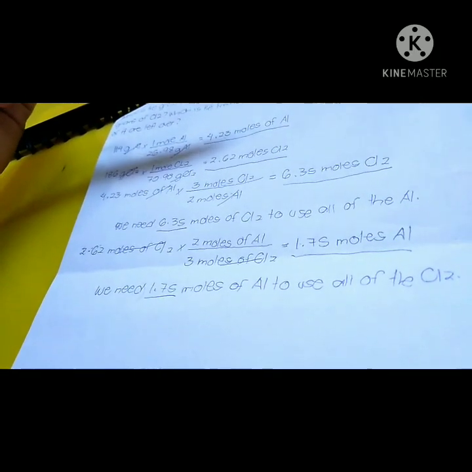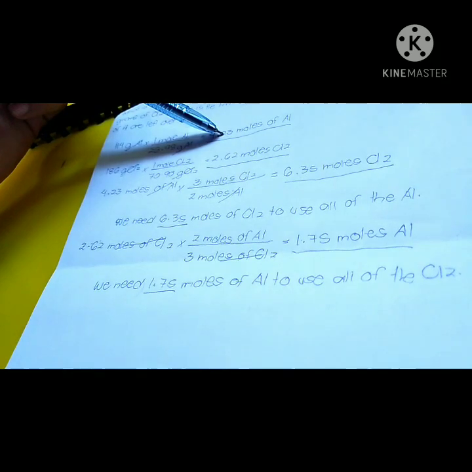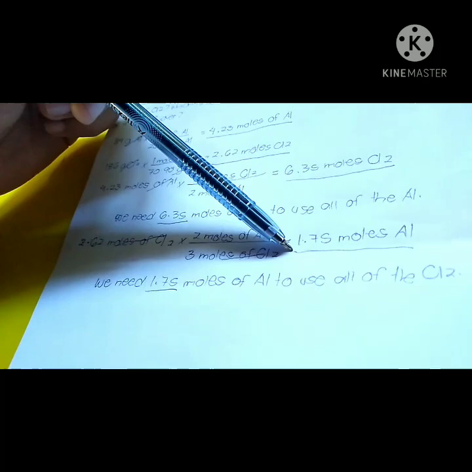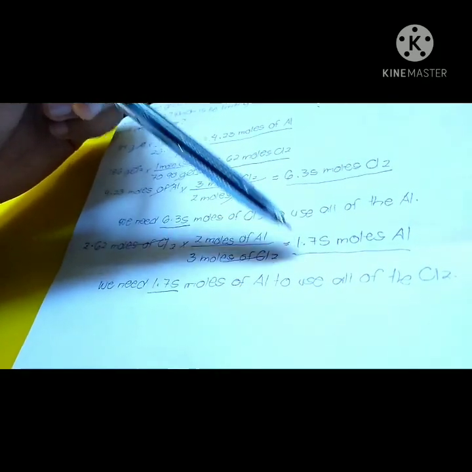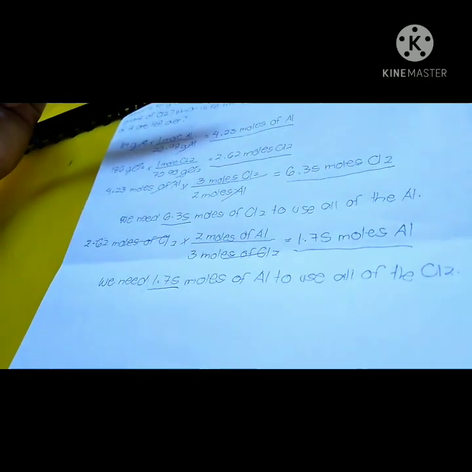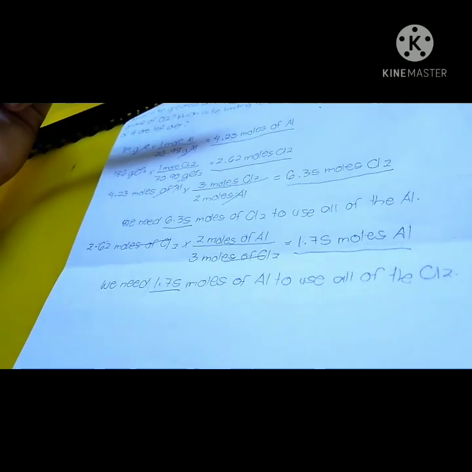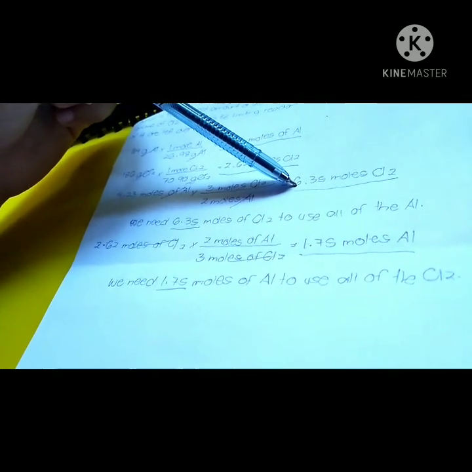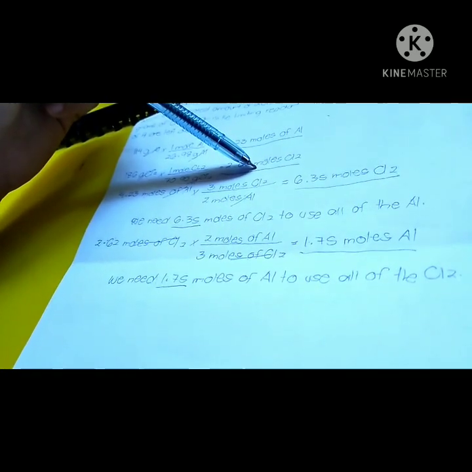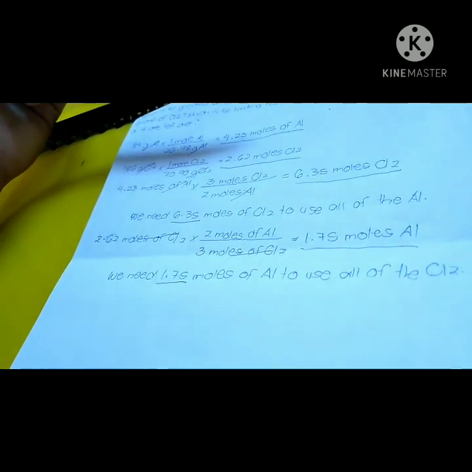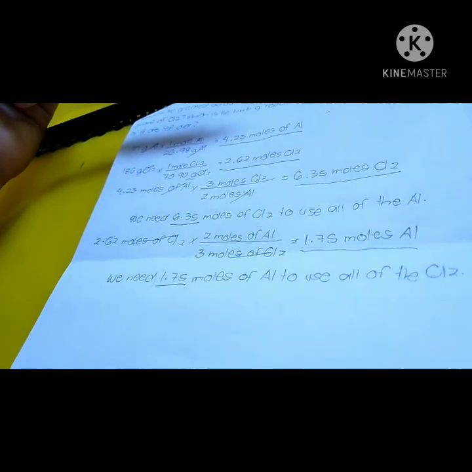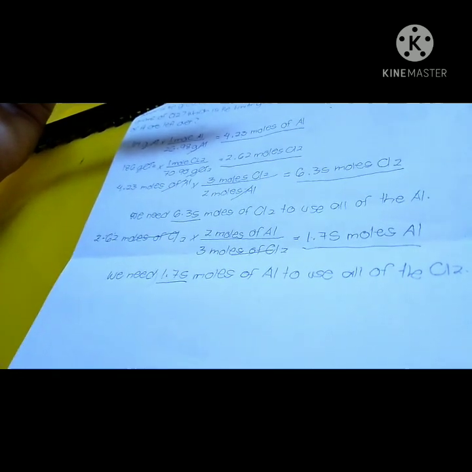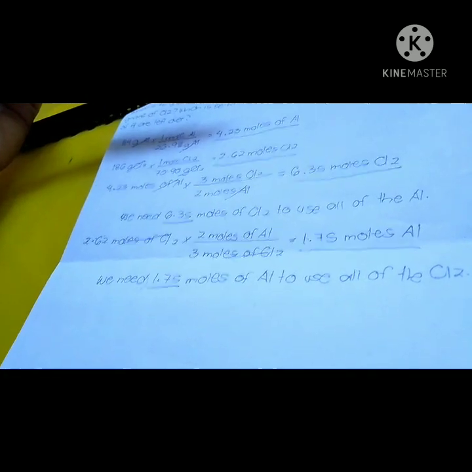We can see this, we have enough aluminum to use all of the chlorine. We have 4.23 moles of aluminum. We only need 1.75 moles. We have enough aluminum to use all of the chlorine, but we don't have enough chlorine to use all of the aluminum. We need 6.35 moles of chlorine. We only have 2.62 moles of chlorine. So what does this mean? Well, if we don't have enough chlorine to use all of the aluminum, it means that Cl2 is the limiting reactant.